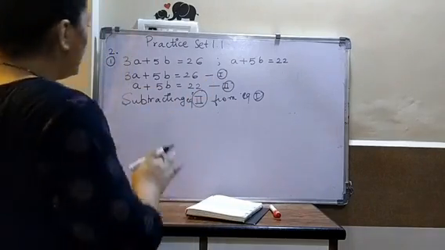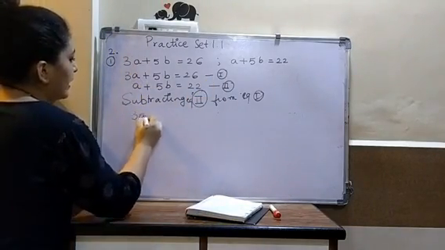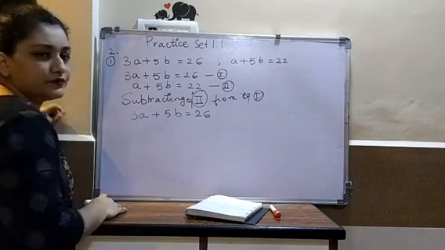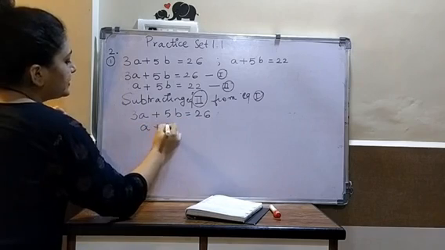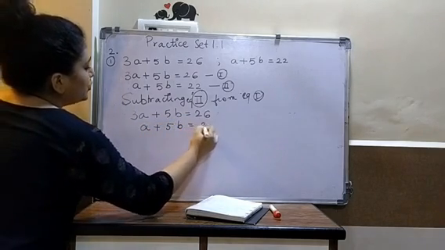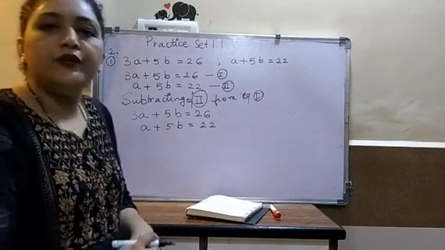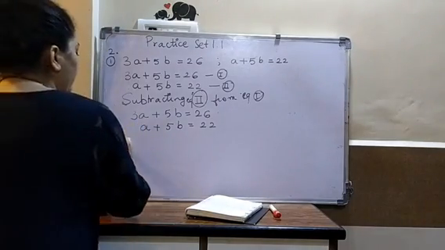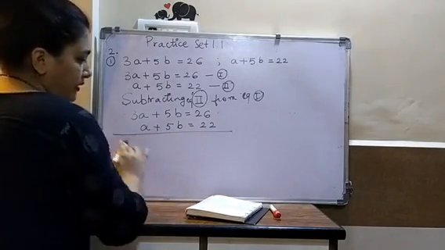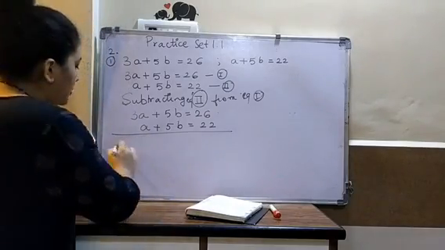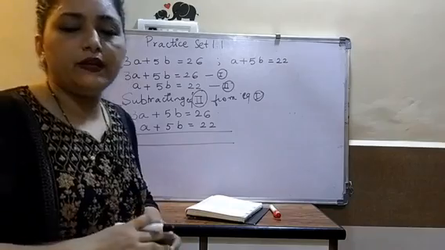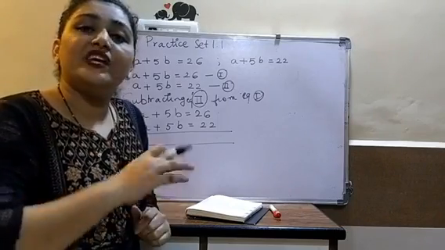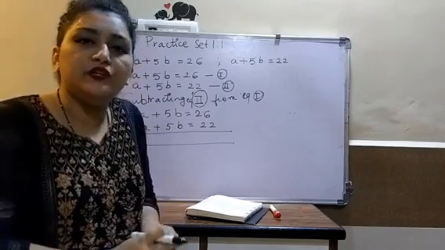Okay, so after this I will write down my equations. 3a plus 5b is equal to 26. Then a plus 5b is equal to 22. Okay, what we are going to do? We are going to do the subtraction. Now carefully look here. At the time of subtraction, always remember, the second polynomial changes its sign. All the signs of that polynomial change.